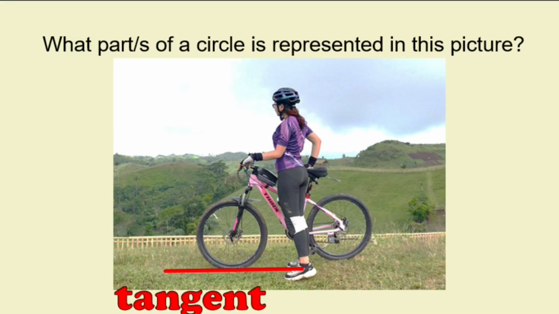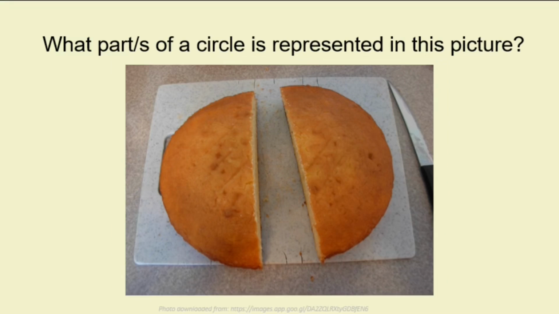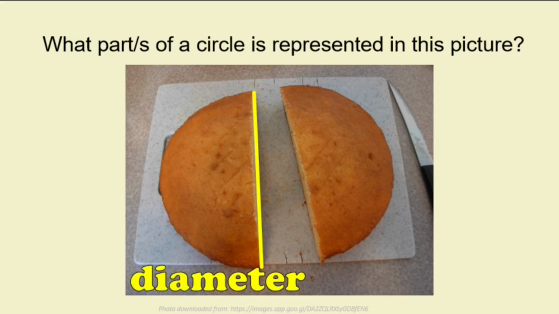Now, what part or parts of a circle is represented in this picture? The cake is cut in half and is sliced through the center of the cake. Therefore, what we are seeing here is a diameter.